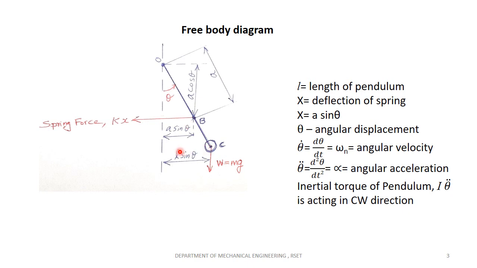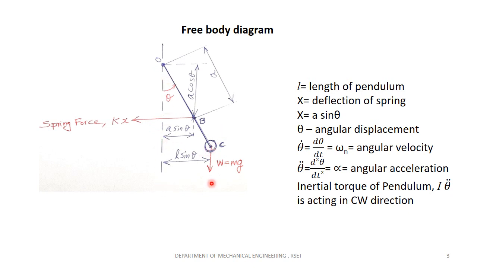Similarly, the bob has been displaced by a distance L sine theta. From the point of oscillation, or this line, the bob has been displaced by a distance L sine theta, because OC represents the length of the pendulum. It is L. OC is equal to L. So L sine theta is actually the displacement of the bob from this line of oscillation. You can see the vertical line. From there it is L sine theta. So L sine theta is actually the distance of the line of action of the force, the weight of the bob. So the line of action of the weight is at a distance L sine theta from the point of oscillation.